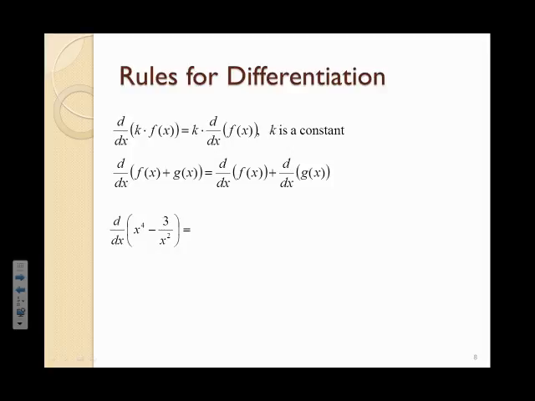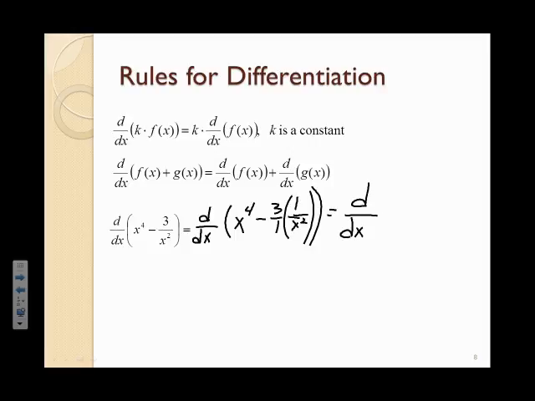Another example of this would be if we wanted to work with this particular function. Again, we can break them apart into the individual ones, but sometimes converting it over using our laws of exponents is more helpful. So we're going to do the derivative of x to the 4th minus 3 over 1 times 1 over x squared. Well, of course, that's going to be the derivative of x to the 4th minus 3x to the minus 2. Now when we have it in this particular form, it becomes, again, easier to do.